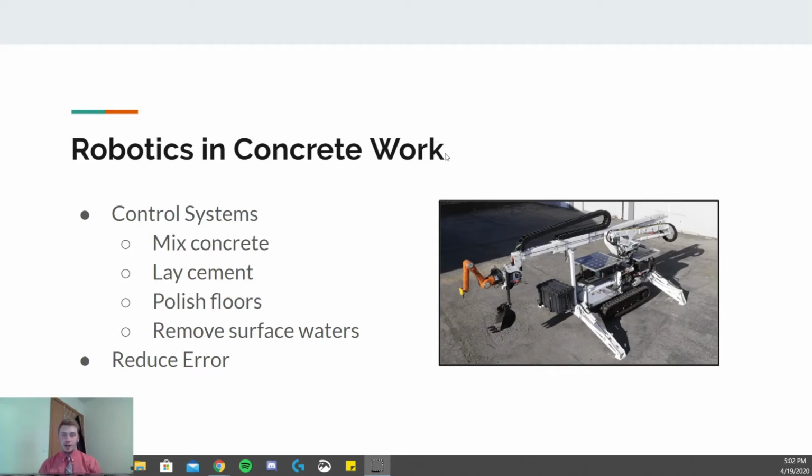First, I'm going to talk about robotics, mainly in concrete. Robotics have been used to control systems and keep everything uniform, and to mix concrete, lay cement, polish floors, and remove surface water from concrete. Robots have also been used to reduce the material consumption and the human error involved with pouring concrete. And there are also some robots that are used to polish soft concrete and just pour and level it in the proper portions.